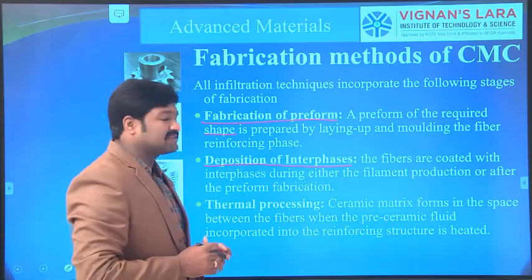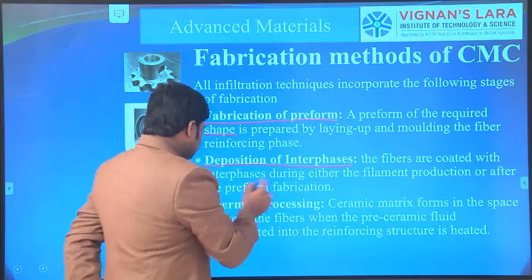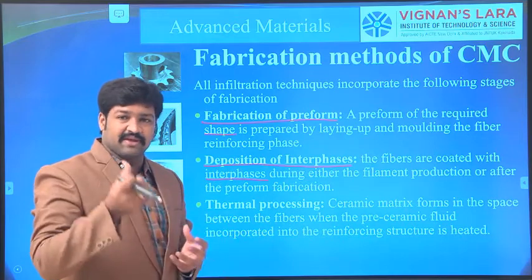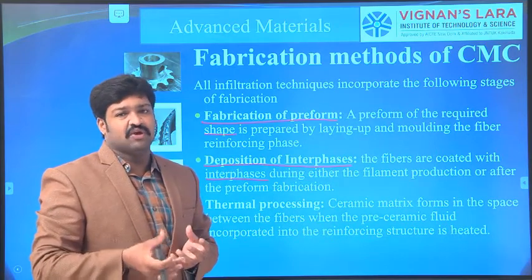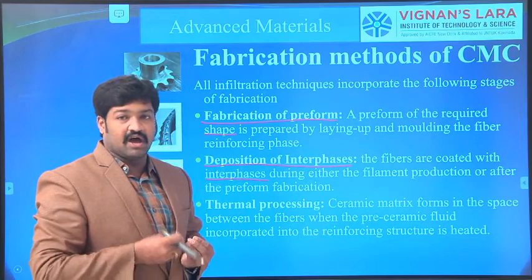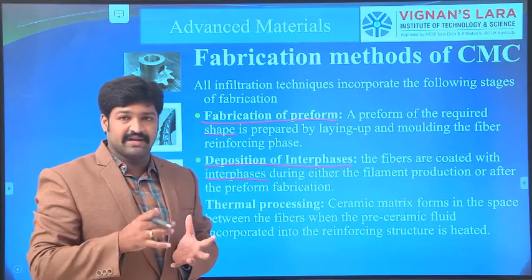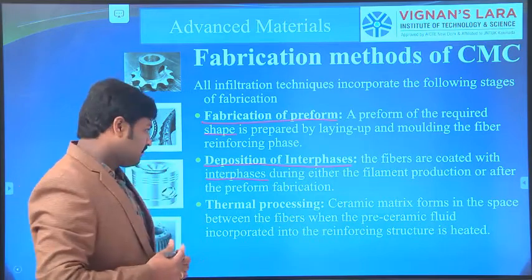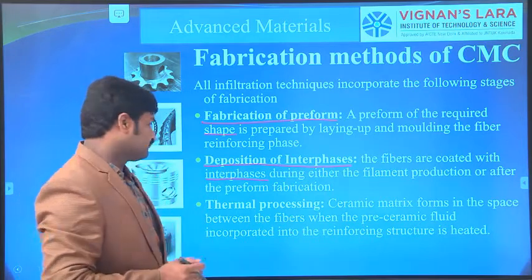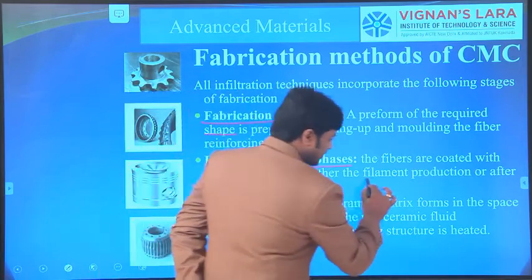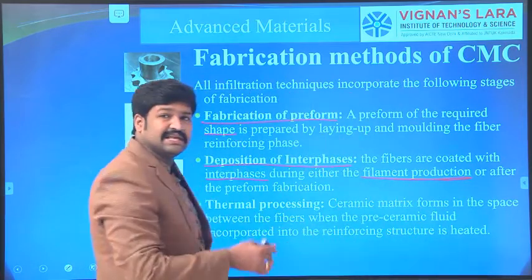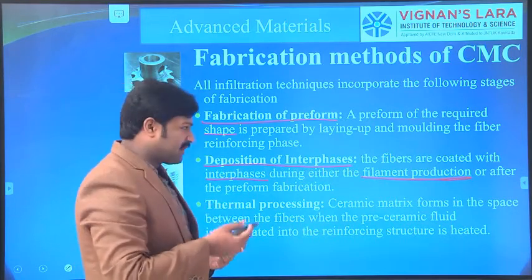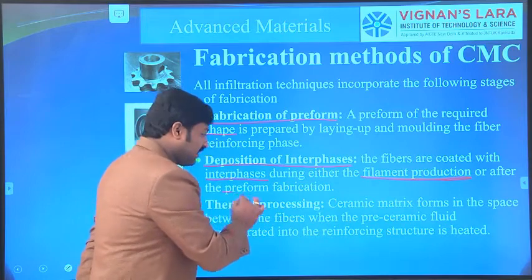Here the fibers are coated with interfaces during either the filament production, in the sense the starting manufacturing of fibers, those are filaments, so during the manufacturing of fibers itself we can deposit this third material, or after the completion of our fabricated part. It means the preform part, we can dip it in the interface compound. So either during filament production or after the preform fabrication.